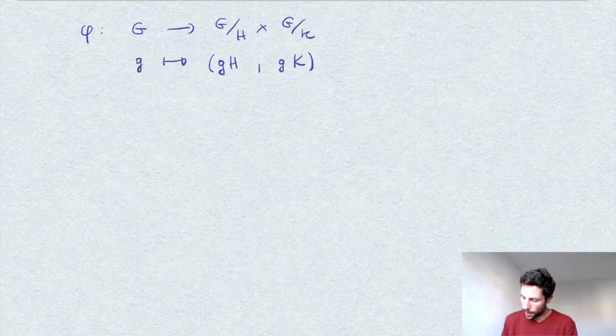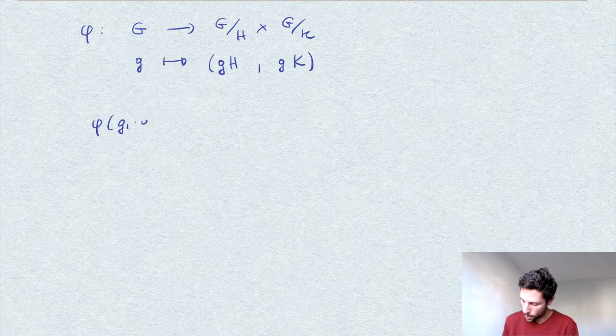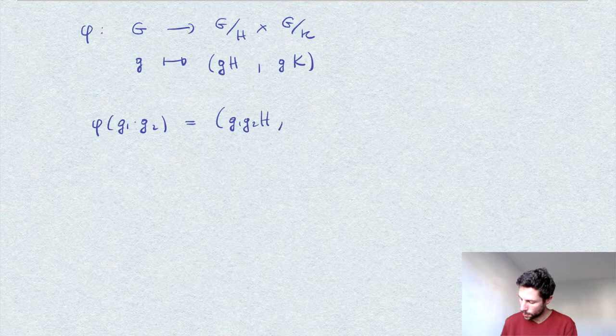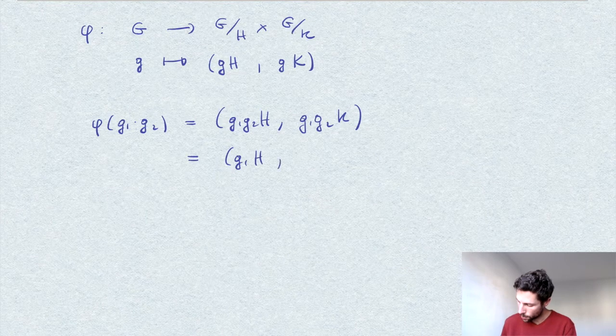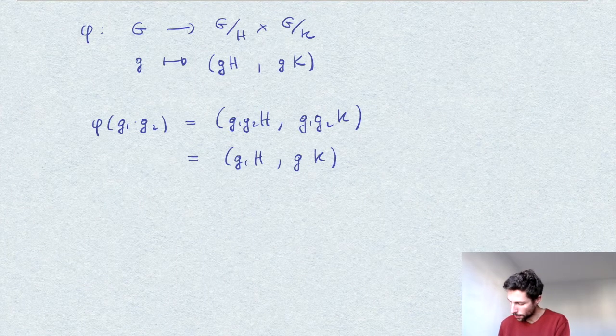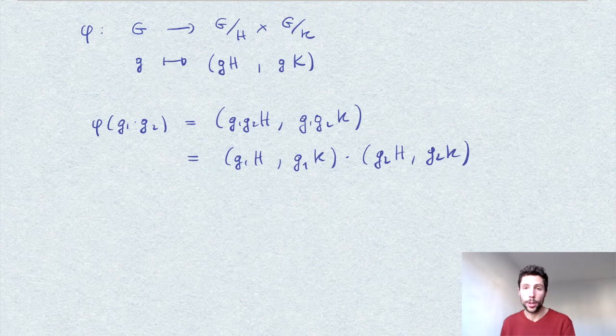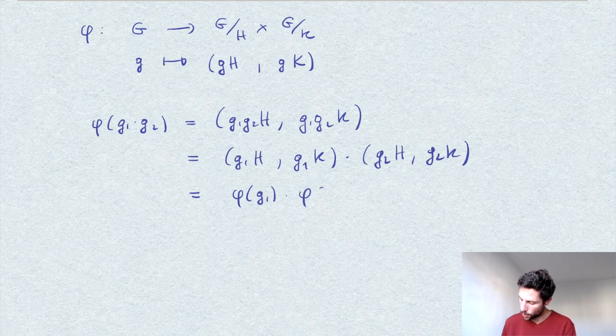So the first thing we check here is that this is actually a homomorphism of groups, namely that phi of g1 times g2, which by definition is equal to g1g2H, g1g2K, and this is equal to the product g1H, g1K times, in the product group, g2H, g2K. So this is the definition of product in the product group. And so this is clearly equal to phi of g1 times phi of g2.